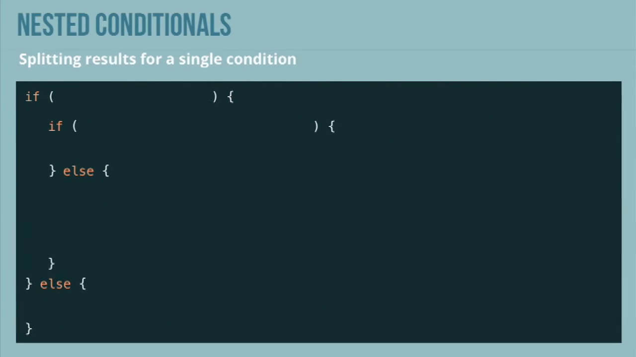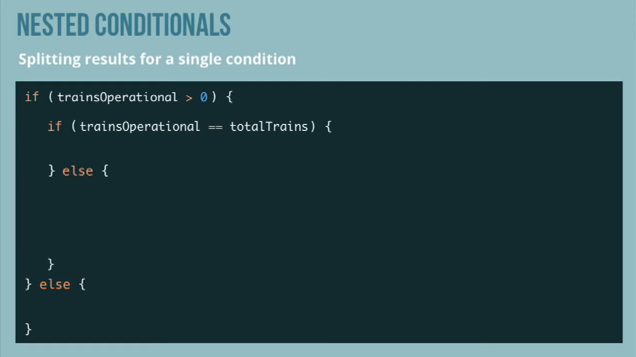So let's check out how we would make some code out of that situation. Well, in our first if conditional, we would say if the train's operational is greater than 0. That means we have some running trains today. If that's true, then the first thing we need to check is whether the train's operational, meaning the amount of running trains, is equal to the total trains. If that's true, then of course we know that all of the trains are running, and so we can print that out to the user.